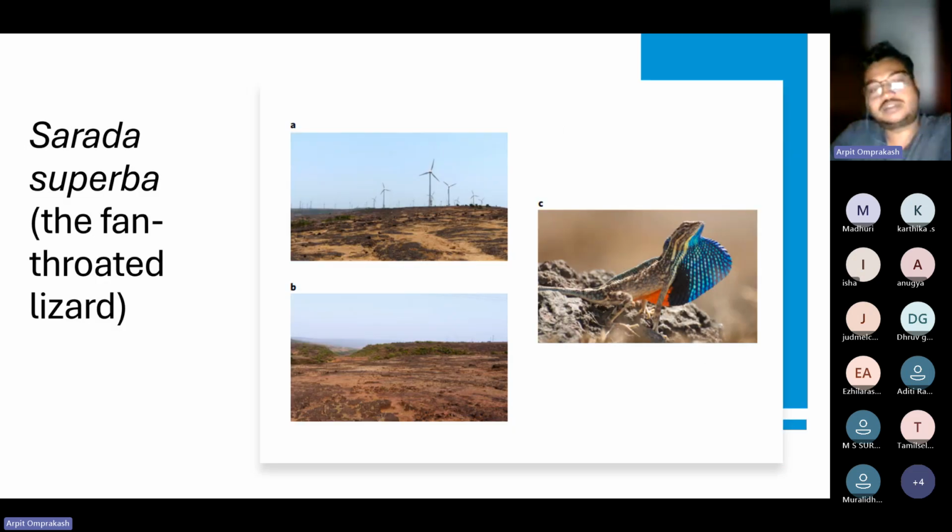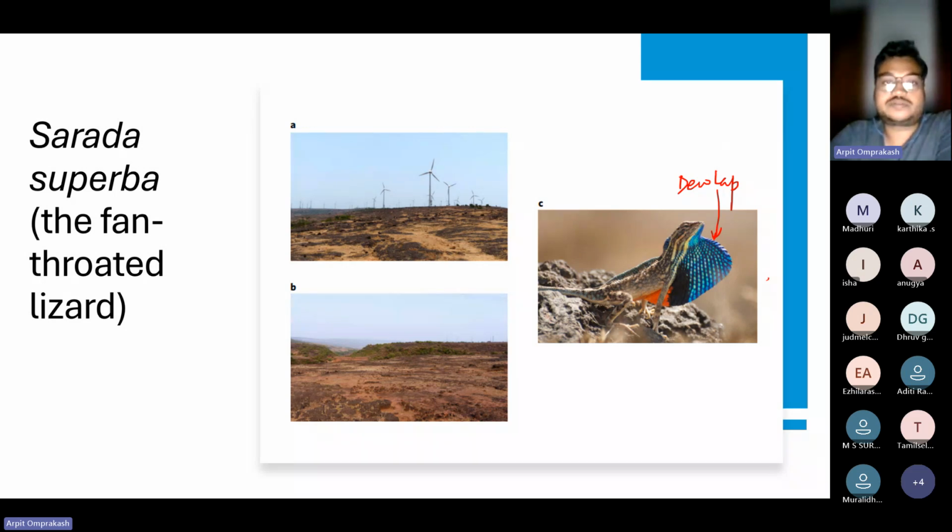So what they did was they studied this reptile called the fan-throated lizard or the Sarada superba. So it has a dewlap like this, right? That's why it's called a fan-throated lizard, because it kind of has a fan on its throat. It's technically called a dewlap. It's very colorful, and it's generally used for sexual attraction and mate attraction and so on, I think.